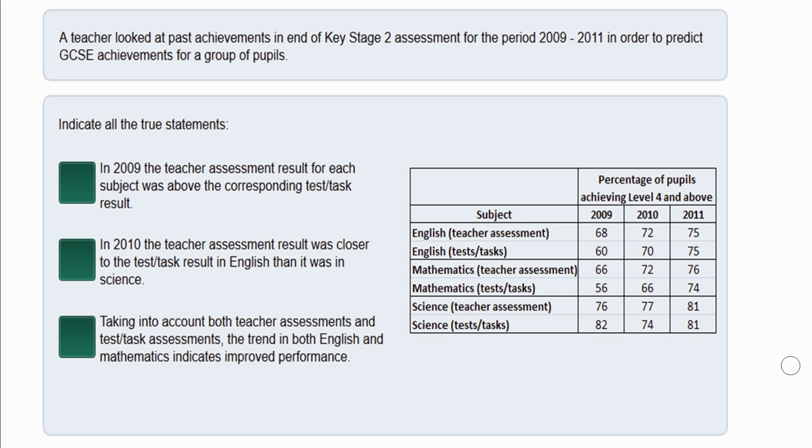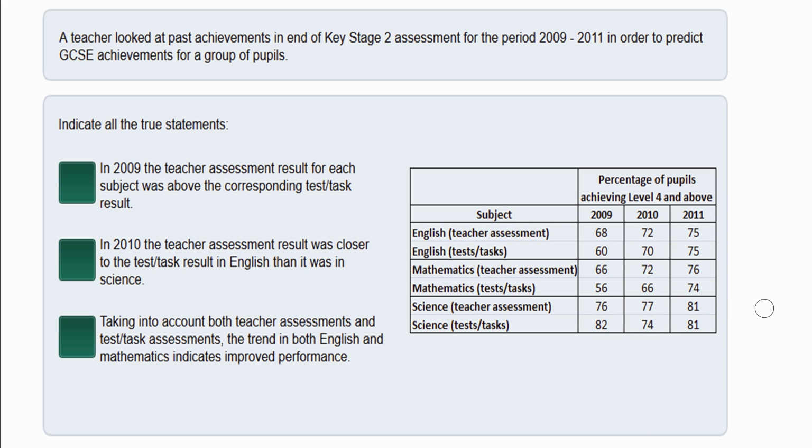The second statement claims that in 2010, the teacher assessment result was closer to the test-task result in English than it was in science. Well, let's have a look. In 2010, for English, we have a teacher assessment score of 72 and a test-task score of 70. That's a difference of 2. Whereas with science, we have 77 versus 74. That is a difference of 3. So it was closer in English, but by 1 mark.